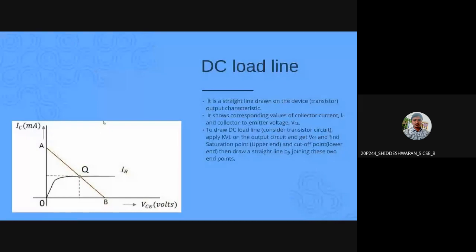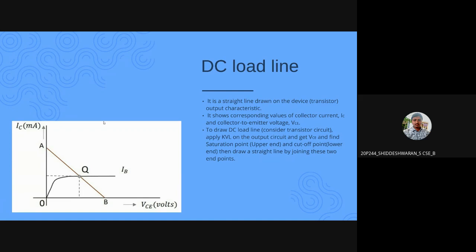And finally, the concept we are going to learn is the DC load line. DC load line is a straight line drawn on the device output characteristics, and it shows the corresponding values of collector current IC and collector to emitter voltage VCE. That is the two axes.